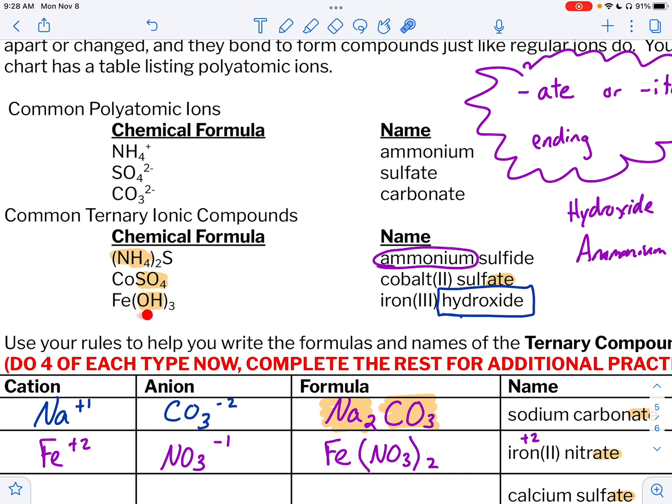OH is another polyatomic ion, hydroxide. There are 3 of them. Each one is a -1. So if there's 3 of them that need to balance, that means iron must be carrying a +3 charge. So we have iron, Roman numeral 3, and then the polyatomic hydroxide.